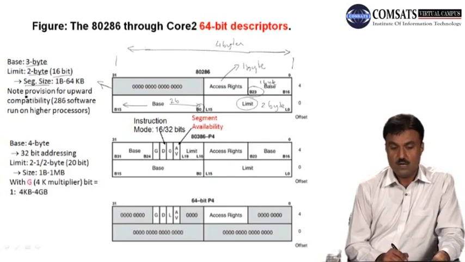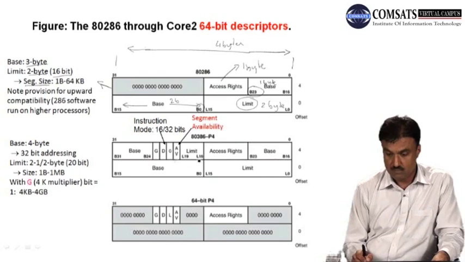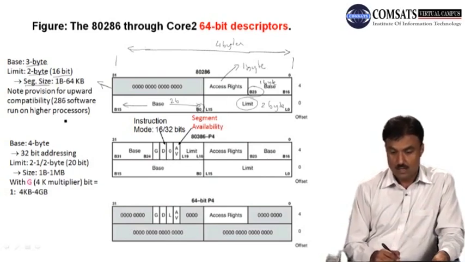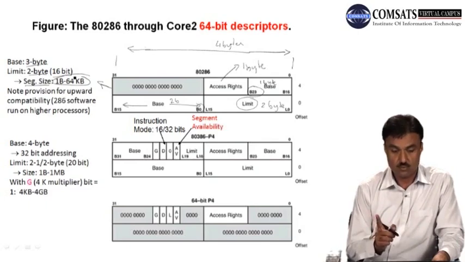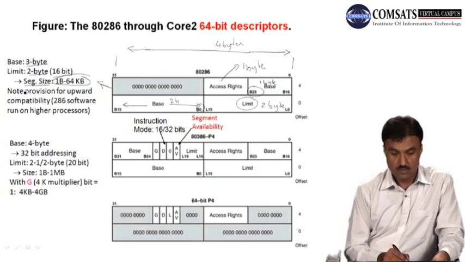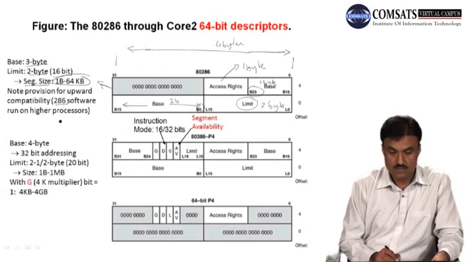Note the provision for upward compatibility. Like we have the same base here, so this one is compatible with this one. We will see how we can calculate from 1 byte up to 64 kilobytes. How we can use that we'll discuss here. It means 286 software runs on higher processors.